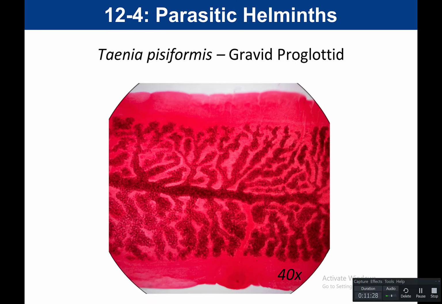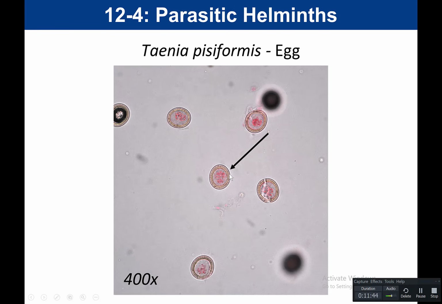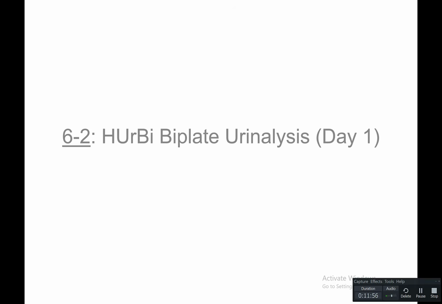This is the gravid proglottids. Again, our slide has a little bit of a different organism here, but the idea is the same. The gravid proglottids will look the same for the Taenia solium. So you want to study this image of the gravid proglottid. These are the eggs. You're looking for the striations, these little lines in the eggs. That's what tells you it's Taenia. And so those are the things that you want to know for your helminths.